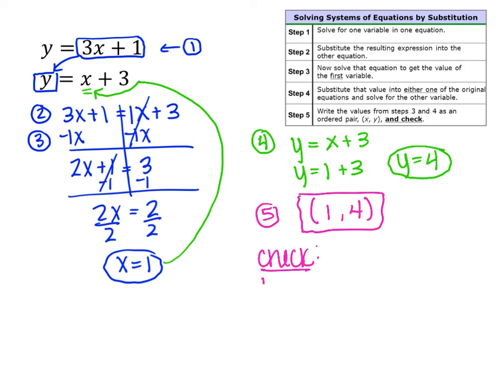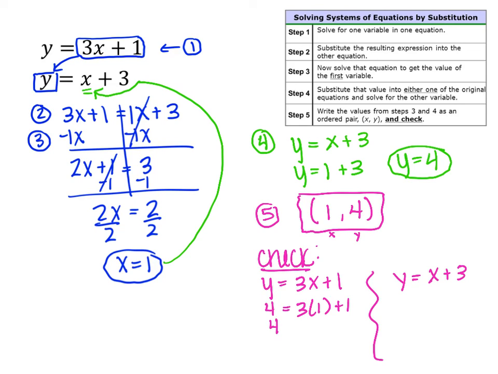I take both equations, y equals 3x plus 1 and y equals x plus 3, and I fill in the numbers I got for x and for y and make sure they're both true. So 4 equals 3 times 1 plus 1. Well, does 4 equal 3 times 1 plus 1? 3 times 1 is 3. 3 plus 1 is 4, so that one's true. And here, 4 equals 1 plus 3. Well, 1 plus 3 is 4, so I get 4 equals 4, which makes that one true, which tells me my answer was correct.